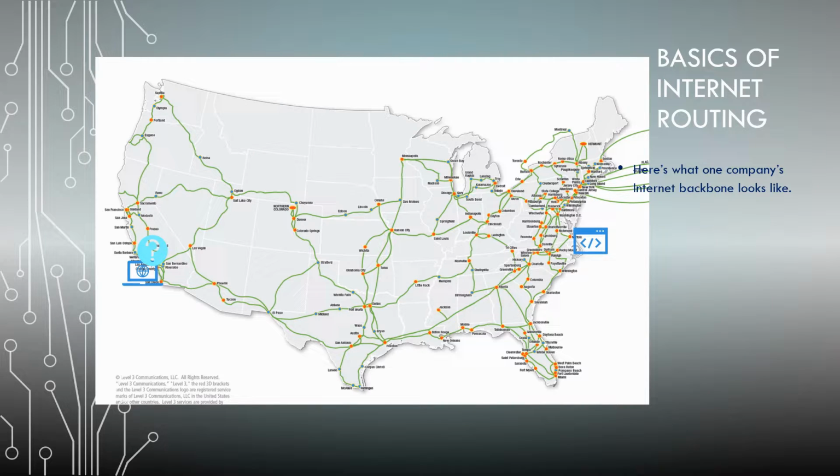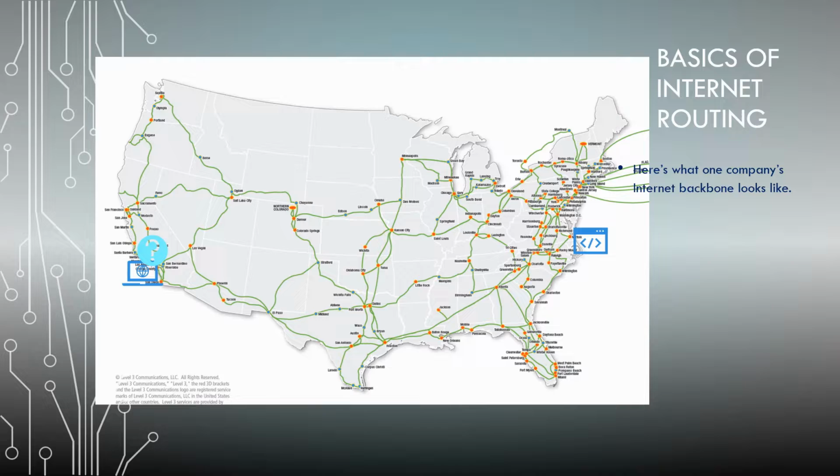Here's what one company's internet backbone looks like. Kind of looks like a highway system. The green lines represent fiber cable that is running across the country. In some cases, there may be some wireless connections in there. There could be many other things. And then the orange dots represent cities where the cable actually stops to service the city. We'll get into that a little bit later.